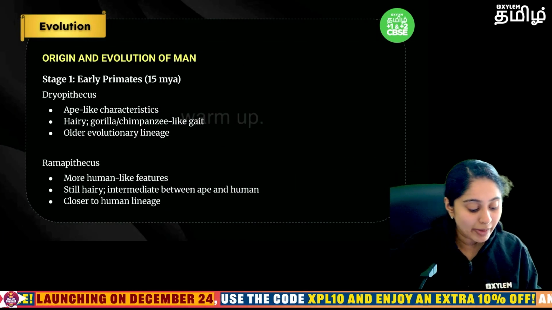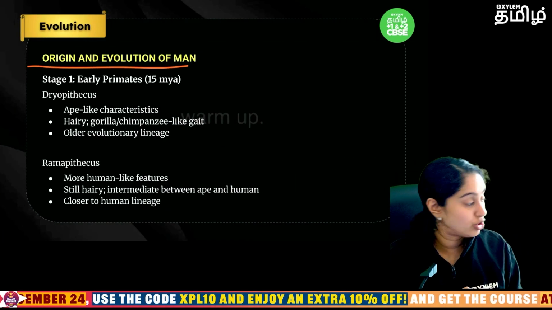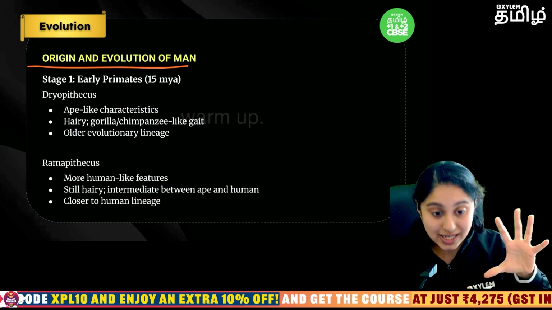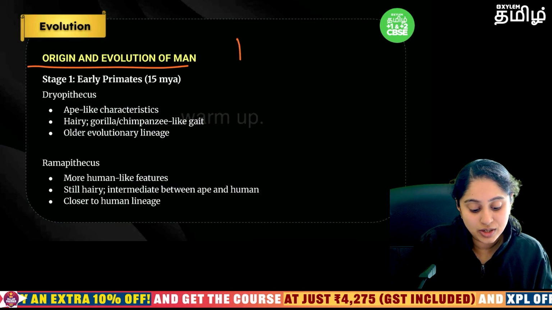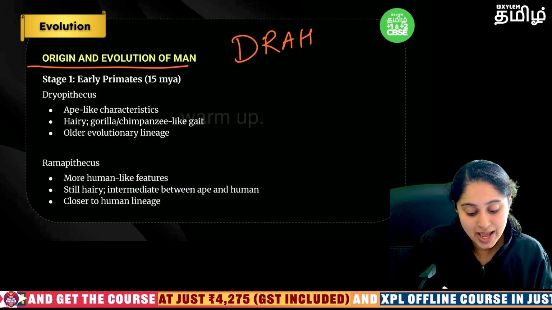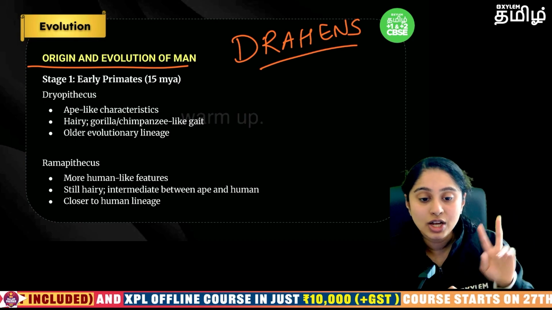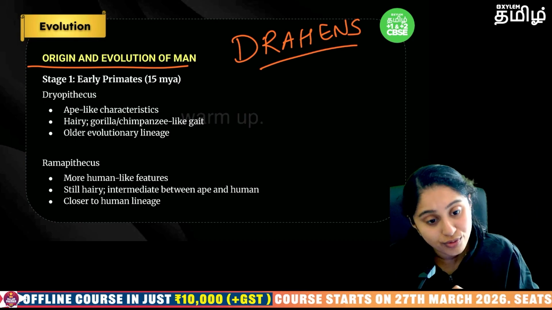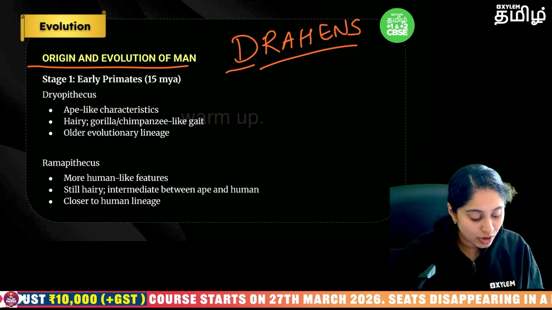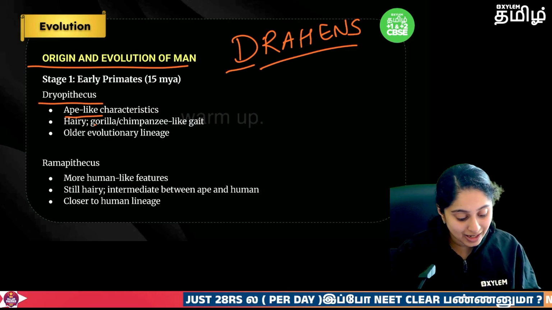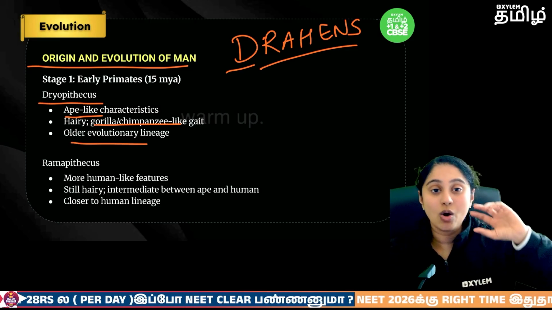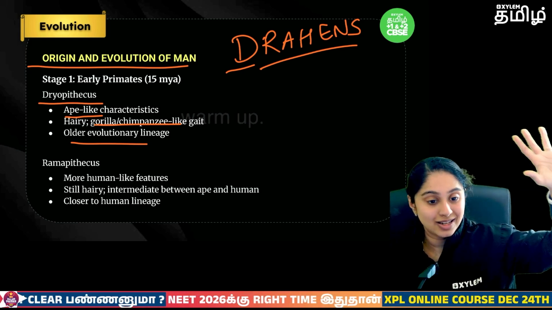So you can go through that. Now coming to the last topic, which is evolution of man. Firstly, remember this particular mnemonic, D R A H E N H. If you remember this, you can remember the entire evolution of man. So firstly, D for Dryopithecus, it was ape-like, like a monkey, okay? So it is the oldest evolutionary lineage that we have.